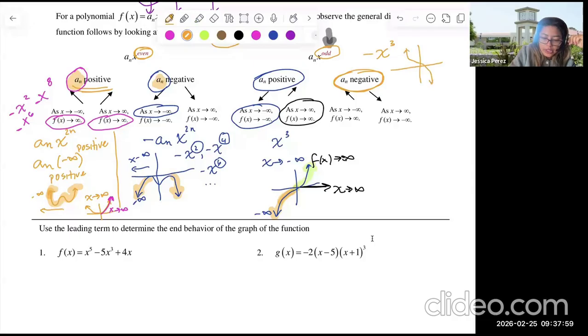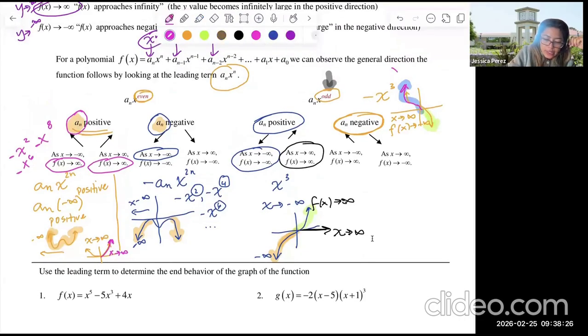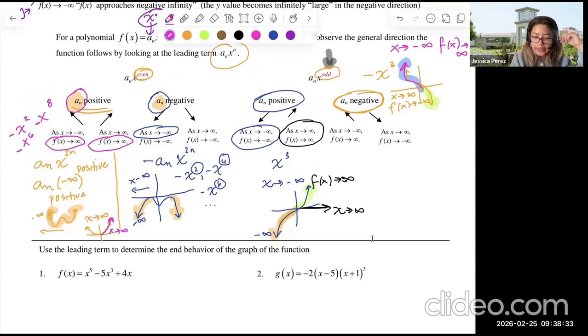Your orientation changes. So as x goes to positive infinity, your f of x will go to negative infinity, and I have this behavior. As x approaches positive infinity, my y will go down, so it's reversed. Now, as x is going to negative infinity, which is this direction, then y is going up. So as x goes to negative infinity, your f of x will go to positive infinity. And that is called the end behavior.